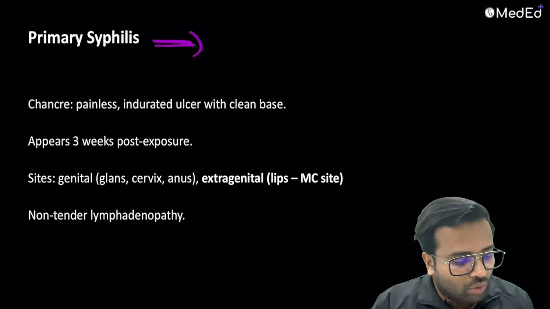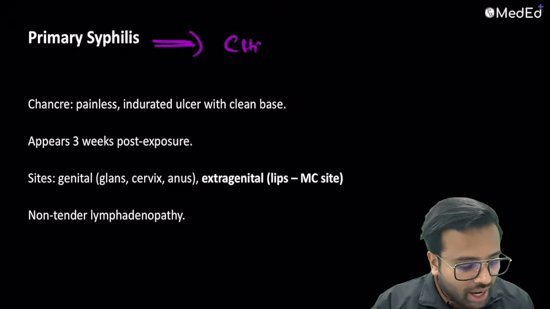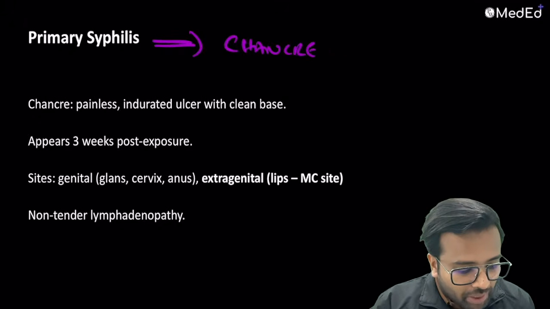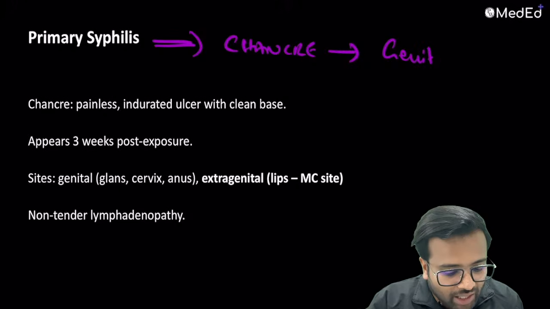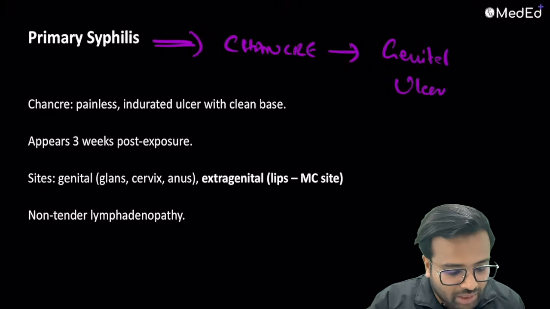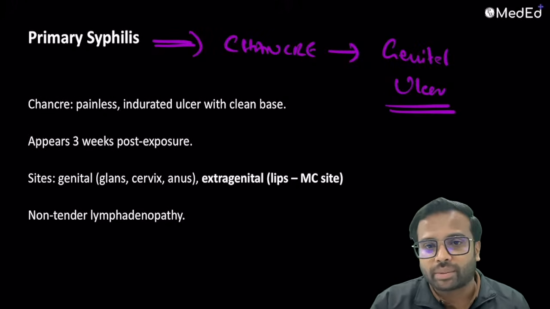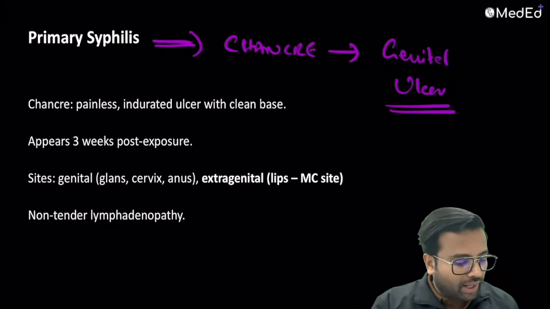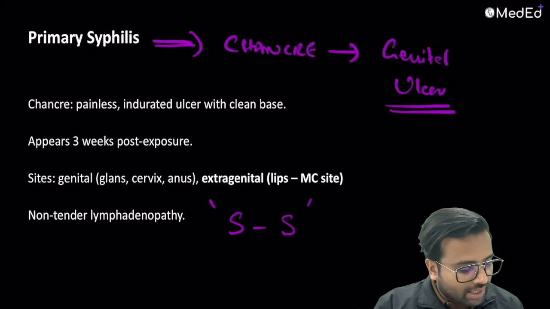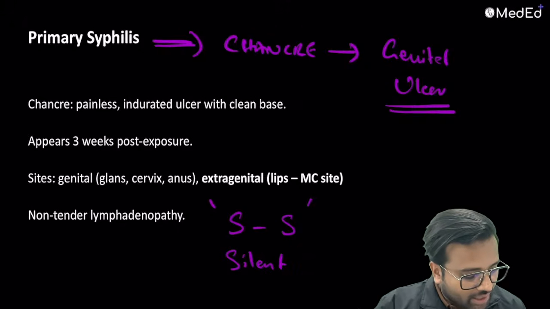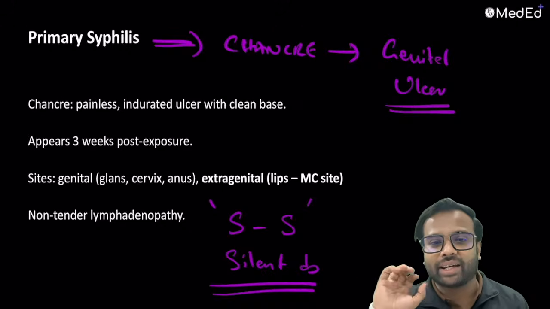Always remember what happens in primary syphilis. Primary syphilis is what we call a chancre, where the patient will develop a genital ulcer most of the times. In this genital ulcer, please remember, syphilis, S for S. And what is S for S? Syphilis is a silent disease. It's considered to be a silent disease.